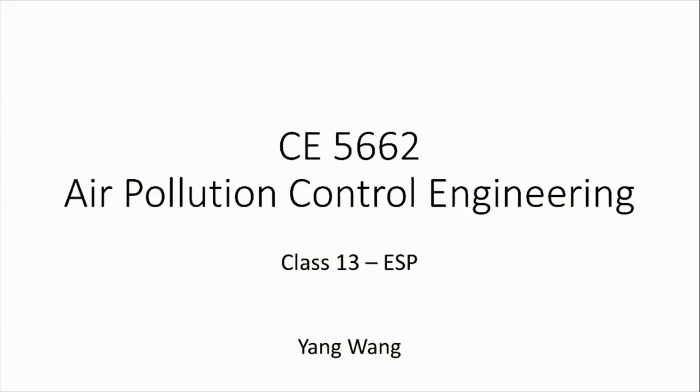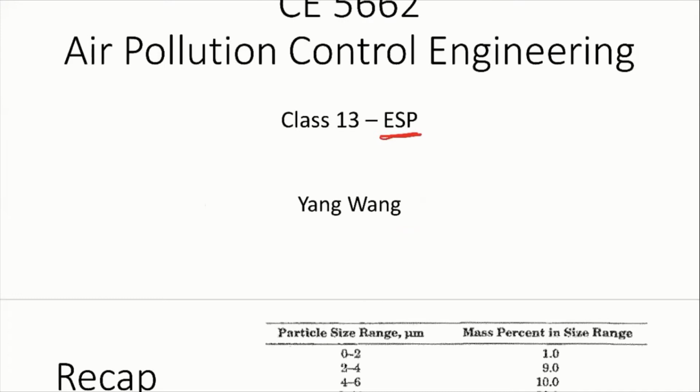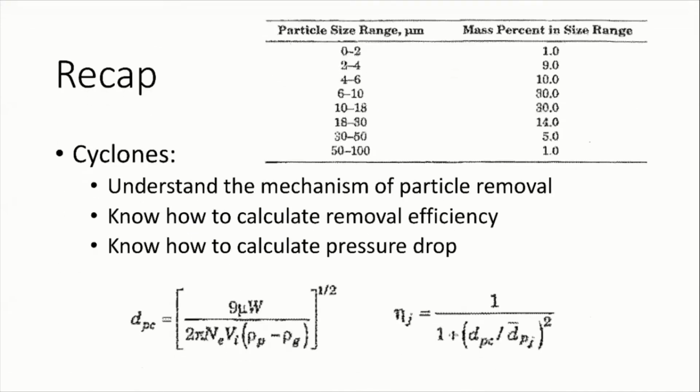In terms of mass removal efficiency, it can be around 90%, right? Mainly because the mass is dominated by larger particles. And then the cyclones have a higher efficiency for larger particles, let's say above 10 microns. And this class, we're going to learn a new device, which is called the electrostatic precipitator. People also call it the ESP. So I'm showing the name here. Before we introduce new contents, let's still do a recap of our last class.